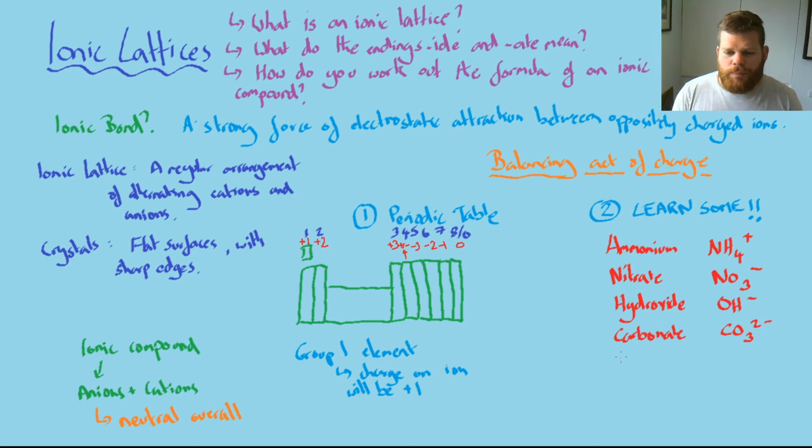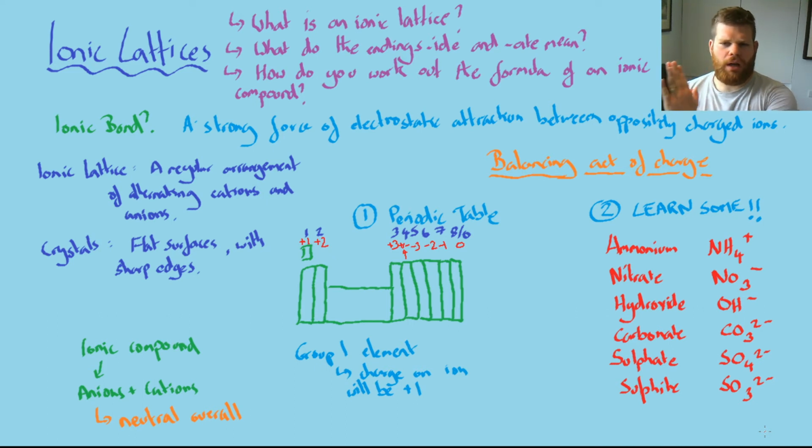After carbonate, we've got sulfate, which is SO4 2-, and then we've got sulfite, which is SO3 2-. So that's just a little list of what we call polyatomic ions that you need to know. So you need to know what the elements are within it, but also the charge. Polyatomic just means many atoms.